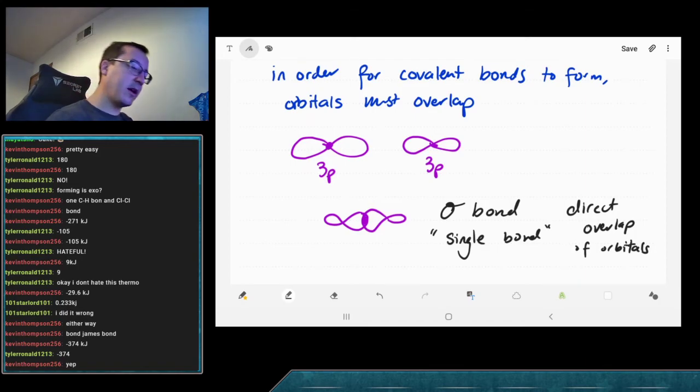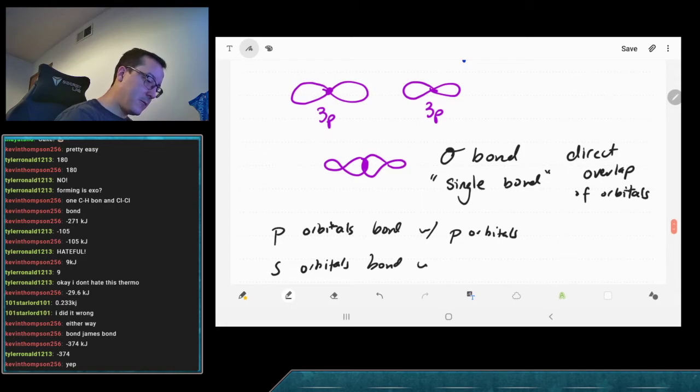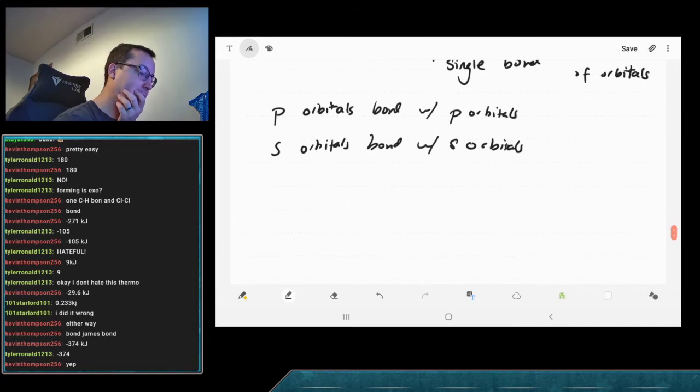And so we're going to see that p orbitals bond with p orbitals, and s orbitals bond with s orbitals. But let's take a look at something. We know this guy exists, right?